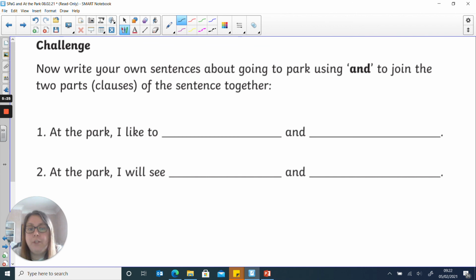So remember to use the word and by joining 2 parts together, and we call those clauses, okay? So we're joining 2 clauses, 2 parts together. So at the park, I like to, and at the park, I will see.